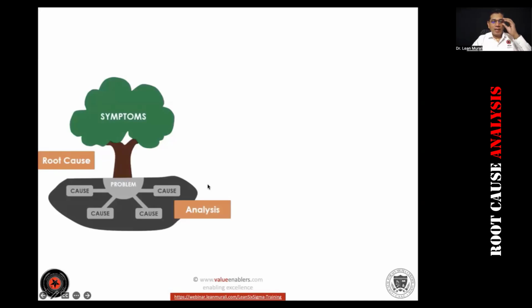All right. Now, symptoms. What are symptoms? Symptoms are the effects at the nascent stage of the problem. Symptoms, when unattended, will manifest into a larger problem. So, symptoms are just the nascent stage of a problem. But then, for the problem, there are causes and there are root causes.